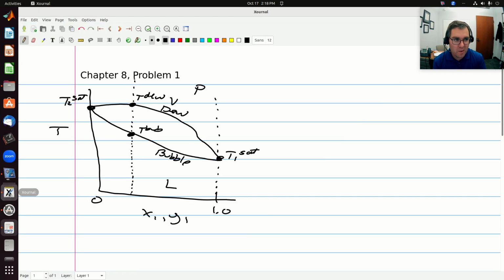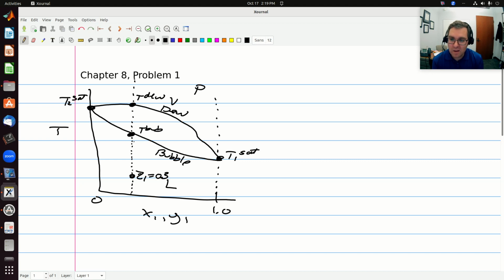So what I want to think about is if I open up my TXY, the key is, let's just say this line corresponds to a composition of 0.3 mole fraction. Remember the notation: Z1 corresponds to the system mole fraction, so my system mole fraction is 0.3. Now my reference points, if I have a system of 0.3 mole fraction and I draw this vertical line up, my two key points are going to be T-bub and T-dew.